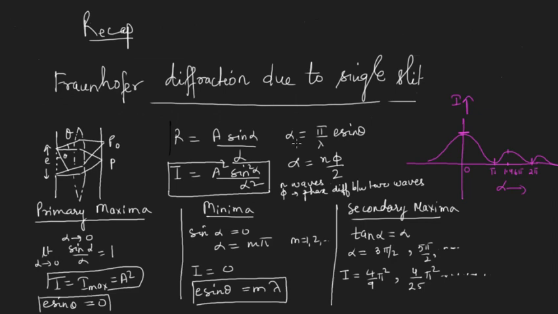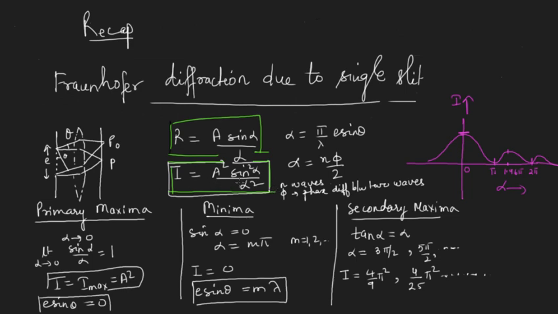R is equal to A sin alpha by alpha, where alpha is equal to pi by lambda E sin theta, or n phi by 2. And from the resultant amplitude, we found the resultant intensity as A square sin square alpha by alpha square. Then we examined the positions of maxima and minima by using this relation.